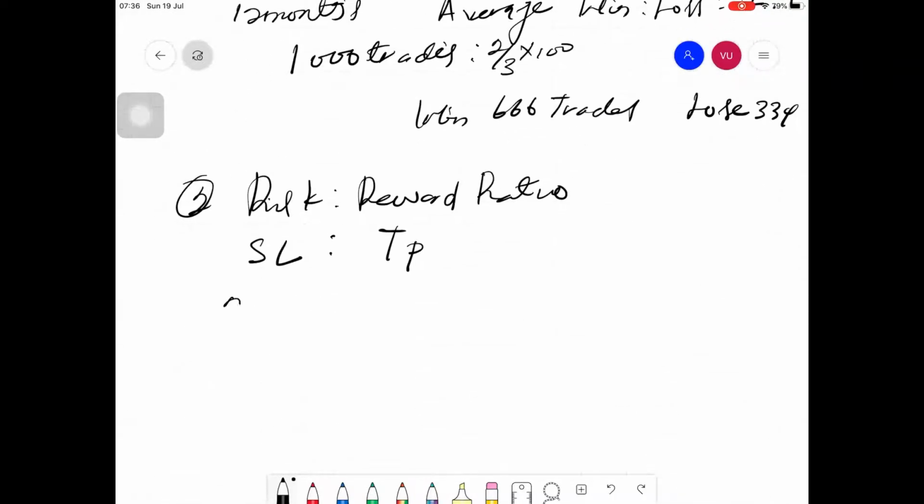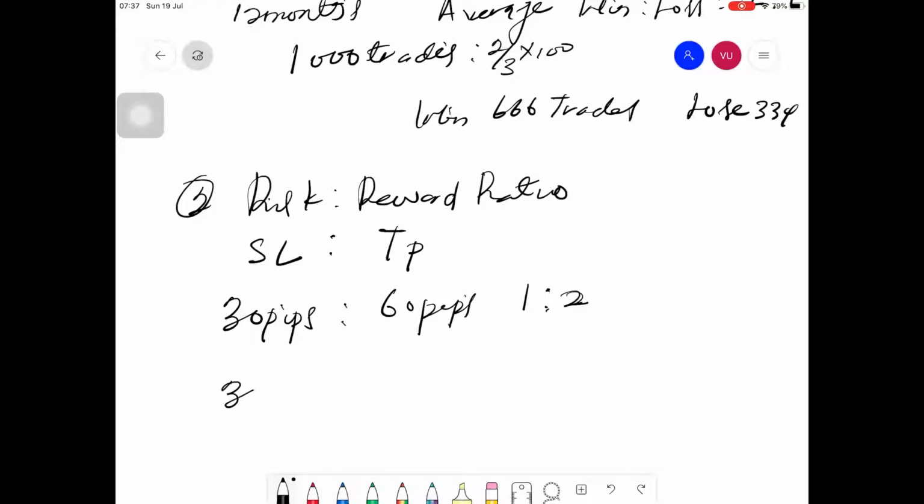If we're using a 30 pip stop loss and using 60 pips take profit, that is a risk reward ratio of 1:2. The higher your risk reward ratio, the easier it is for you to make profit. Your risk reward ratio is kind of leverage. You put in a little effort, and you get out bigger results.